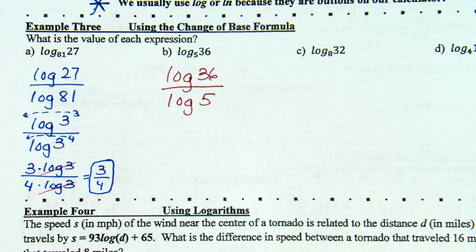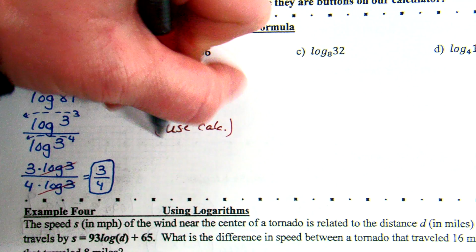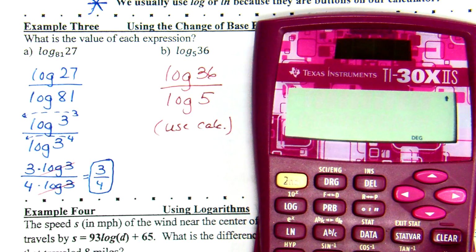Okay. Will my gold paper do this problem for me? No, because can 36 and 5 be written with the same base? I mean, we could rewrite 36 as 6 squared if you want, but how much does that help me? It doesn't. So, grab your calculator. This is a calculator problem. There is no alternative here. So if you haven't tried this on the calculator, please try it.